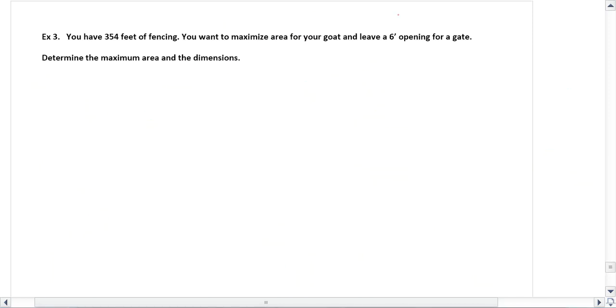So in example 3, you have purchased a goat, and you are going to build a pen for this goat. You have 354 feet of fencing, and you want to have the maximum grazing for your beloved goat. Also, we're going to leave a 6-foot opening. So we're going to use the 354 feet of fencing, plus we have a 6-foot gate. So we're going to add this together, so the total perimeter will be 360 feet. That's the number we're going to work with, and we're going to try to get the maximum area we can.